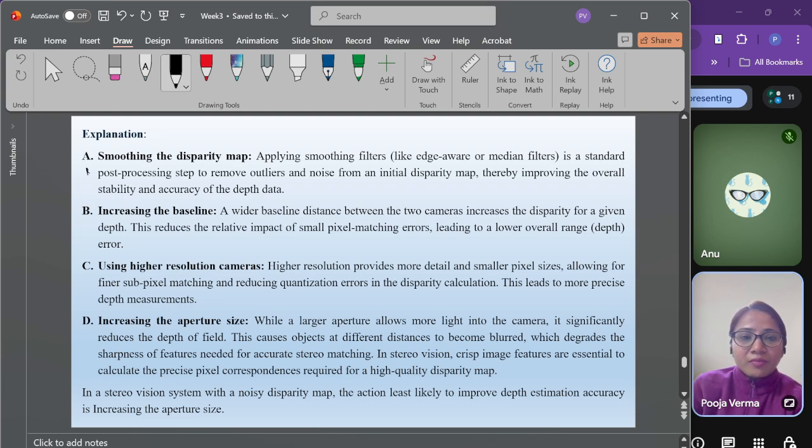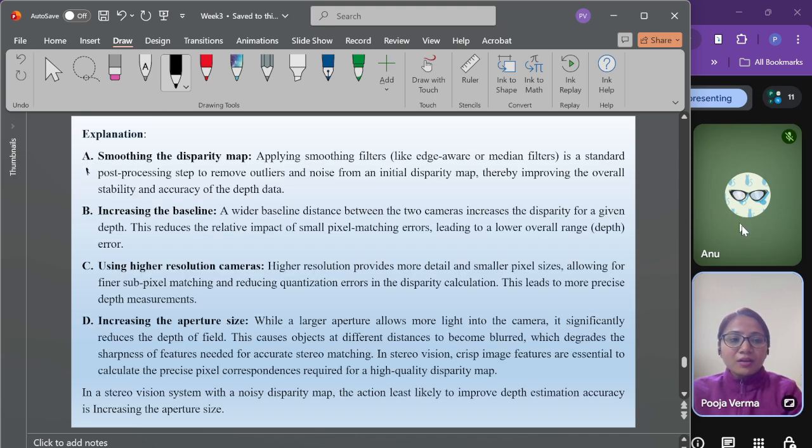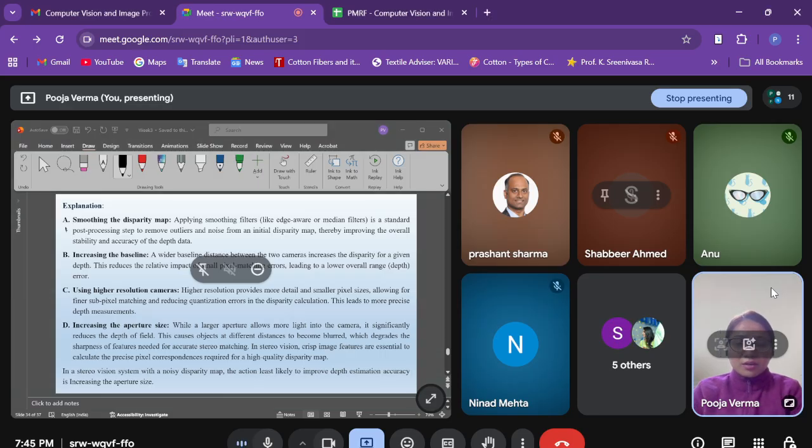If we apply the median filter, it will blur, or it will not improve the accuracy. And increasing the baseline lowers the error absolutely, but does not improve the depth estimation accuracy. As well, using higher resolution cameras is not a good option. So option D is the correct answer for this question, increasing the aperture size. Is it fine? How is this answer correct?